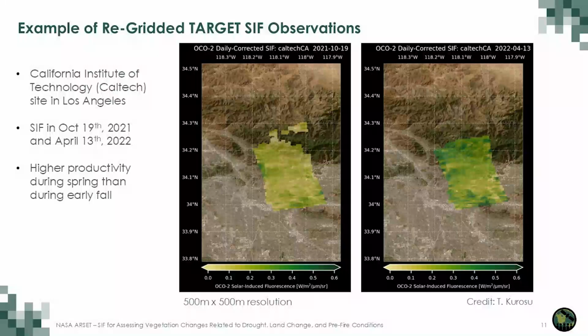And this is over the Caltech site in Los Angeles. On the left is the SIF value in October 2019, while the right shows the SIF value in April 2022. For California, in October, we have very little water available, so the productivity is very low, shown here as low SIF values, while during the spring, we have much more water available, so there is higher productivity, shown here as higher SIF values.